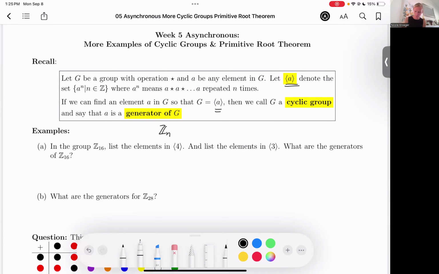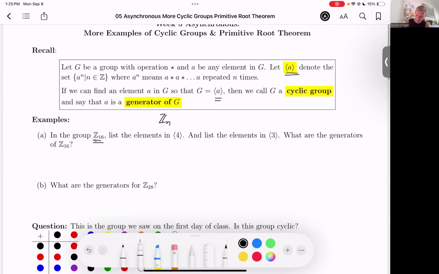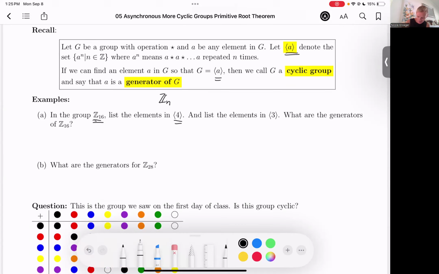So if I look at the group Z16, we remember that our operation is addition mod 16. If I want to list the elements in the set generated by the element 4, I'm going to have 4 itself, and then 4 plus 4, which is 8. And then 4 plus 4 plus 4, that's 12. And then 4 plus 4 plus 4 plus 4, that's 16, but we're working mod 16, so that's actually 0.